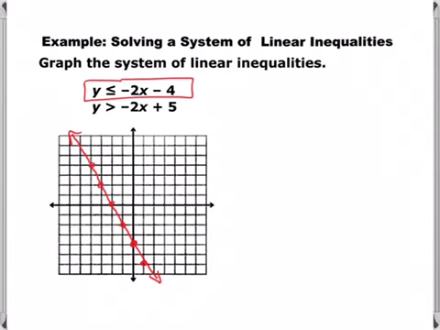And I need to shade underneath because it's the less than or equal to symbol. So I'm shading on this side of the graph. Then I want to graph the second inequality. Y is greater than negative 2x plus 5.